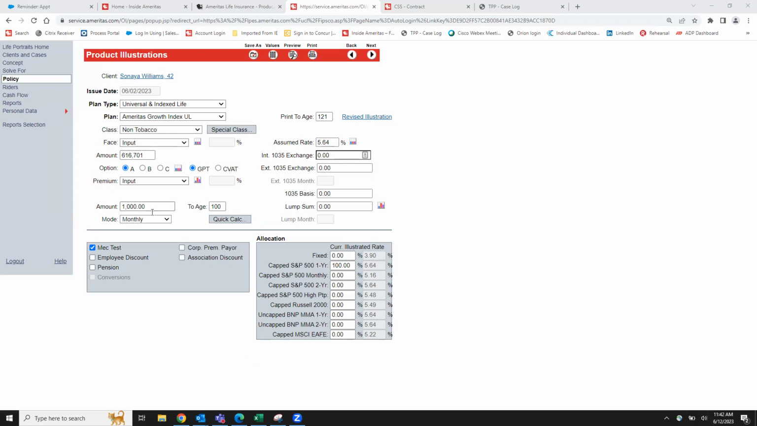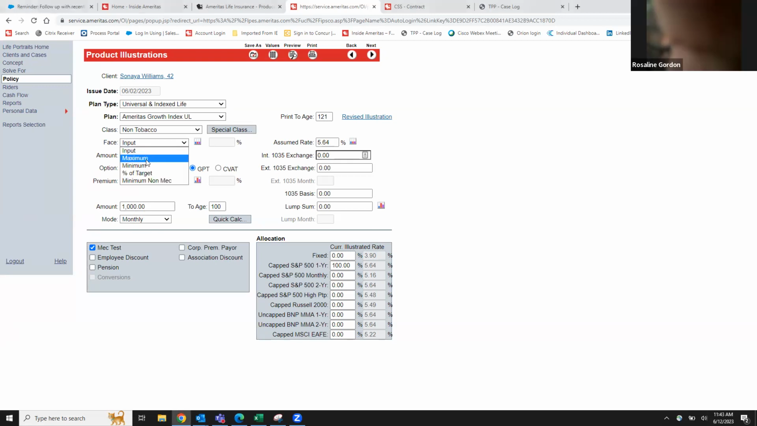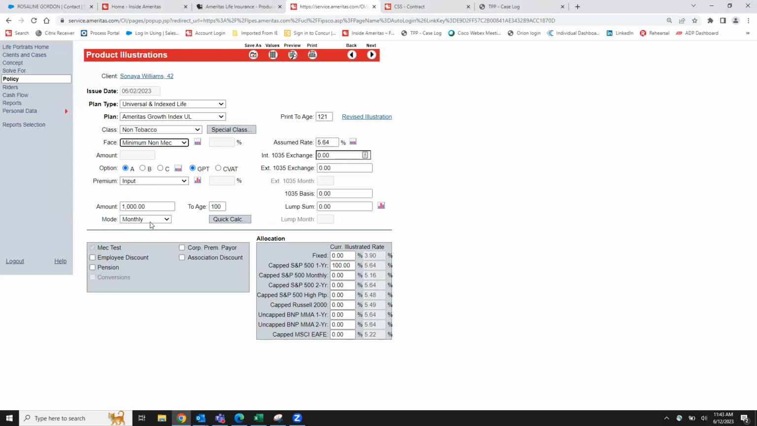Now, I'm assuming this $1,000 was in here before because this is her budget. Are we looking at $1,000 a month premium? Yeah, so I was looking at an executive bonus of about $12,500 to $15K. Okay. So go ahead and just stick with the even $1,000 a month for now.